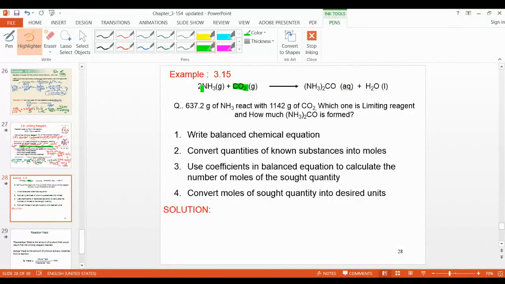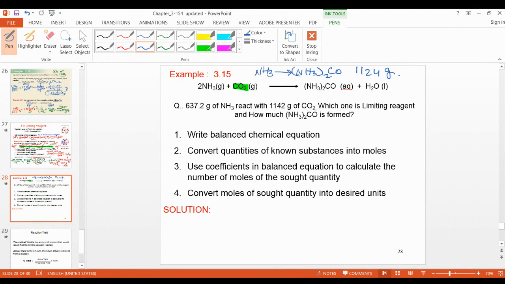You have done this, ammonia is finished. You will get how much? This mass from ammonia. From ammonia you get this urea, 1124 gram you will get it. Now again you start from carbon dioxide.